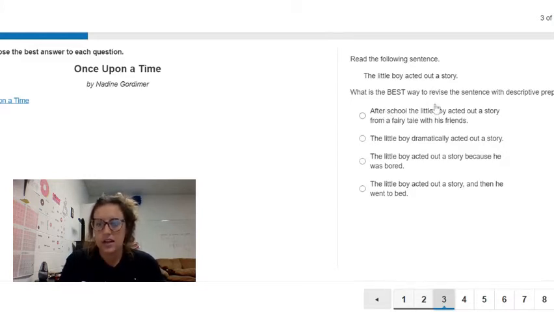And what did he do? He acted out a story. We had all of that. From where? From a fairy tale. With who? With his friends. That is good. Okay, so we added in 1, 2, 3 prepositional phrases.